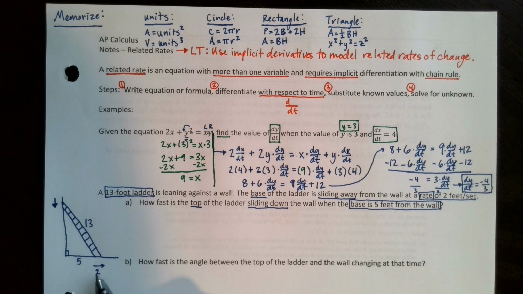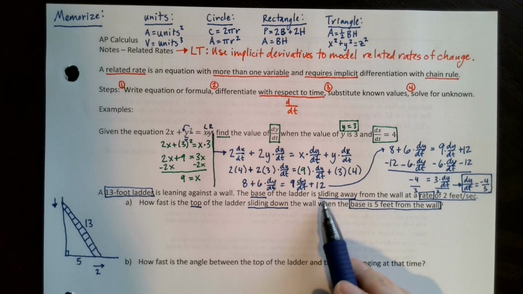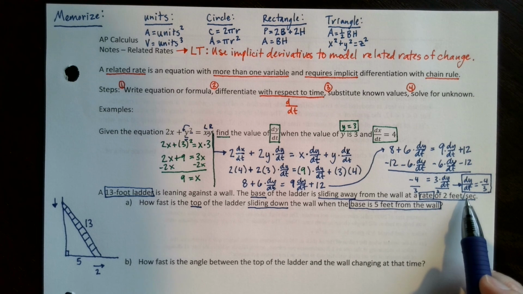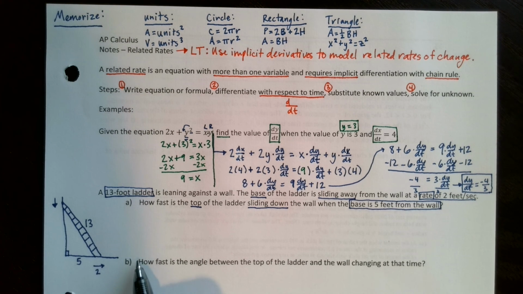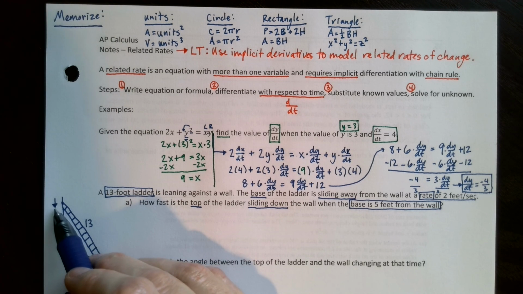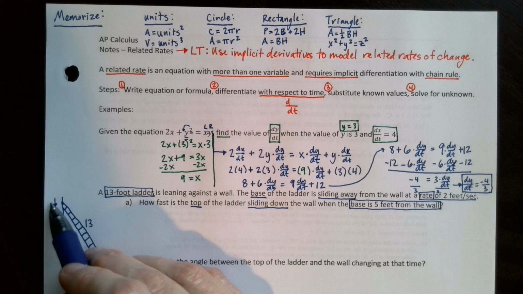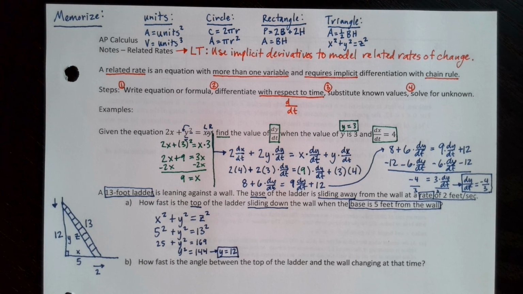And then you'll see these 2, I call these action arrows. They're going to represent the rates at which these values are changing. We know that the base of the ladder is sliding away from the wall at a rate of 2 feet per second. So it would be sliding this way, and since this side of the triangle is getting longer, it would be a rate of positive 2. The top of the ladder is sliding down, and this is the rate that we're being asked to find.